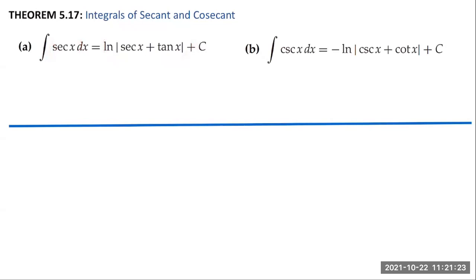The next integral formula is the integral of cosecant x dx is equal to minus ln of the absolute value of cosecant x plus cotangent x, plus a constant. Here also make sure that you have the absolute value. Again, to show that this formula is true, you need to show that this is an antiderivative of your integrand, which is cosecant x. Take the derivative of this piece and show that you get cosecant x. That's a very straightforward calculation, so I'm not going to go over the proof. Let's move on.